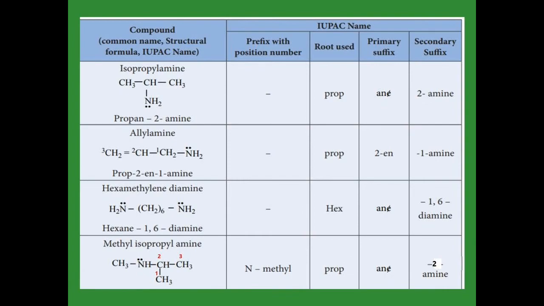The first one is isopropylamine. Common name is isopropylamine. There are 3 carbons, so prop, single bond ane. The second carbon contains the amine, so propane 2 amine.